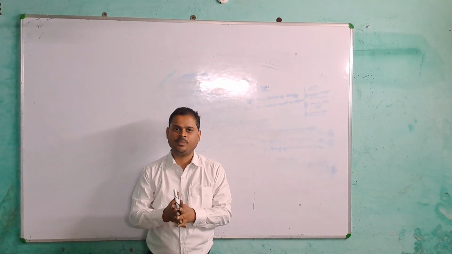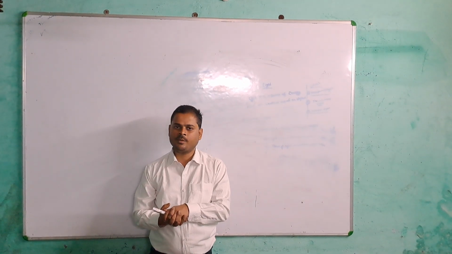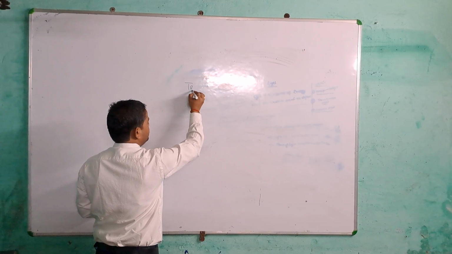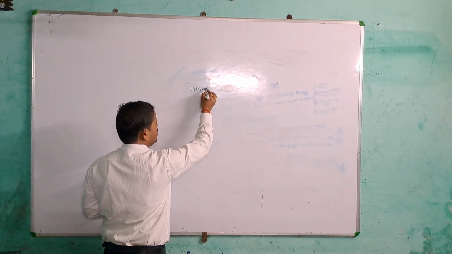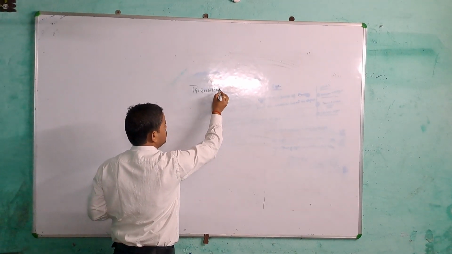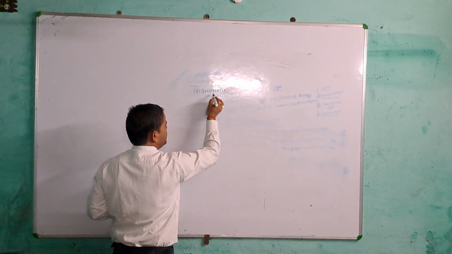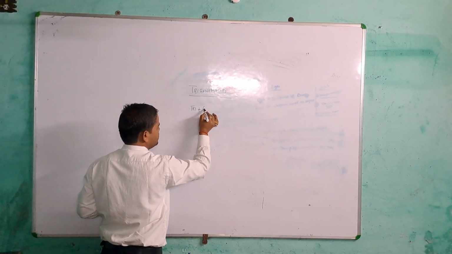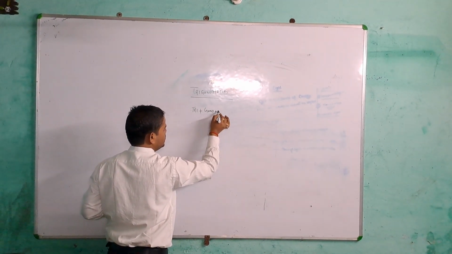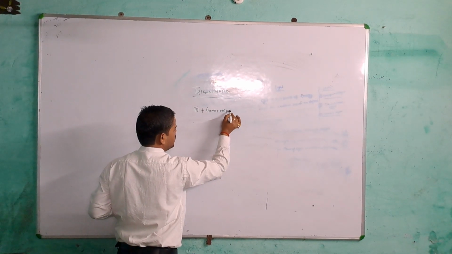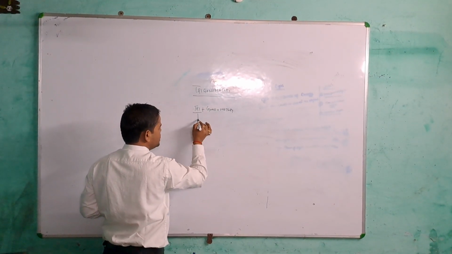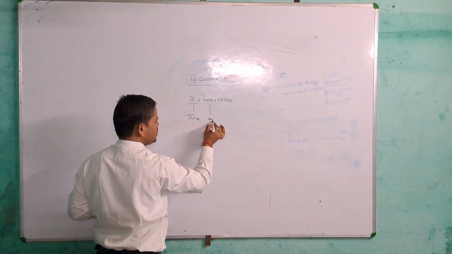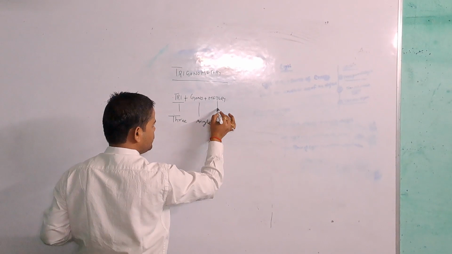Today we will discuss the topic of trigonometry from class 10th. So let's start with the topic of trigonometry. Trigonometry is divided into three parts: tri, gono, and metry. Tri means three, gono means angle, and metry means measurement.